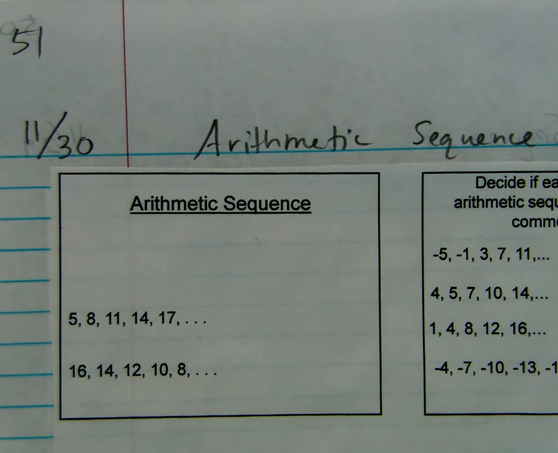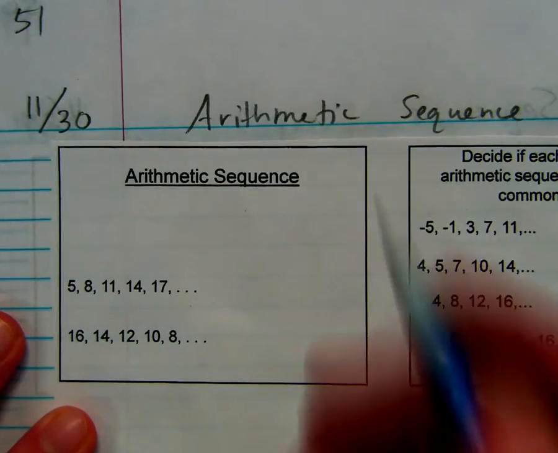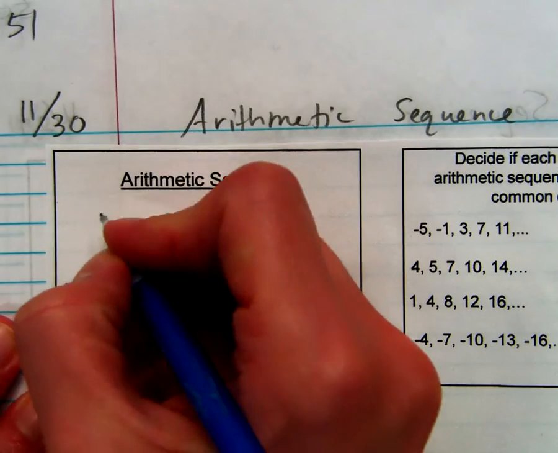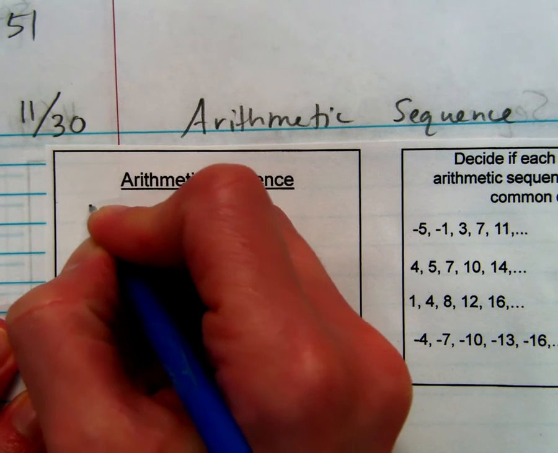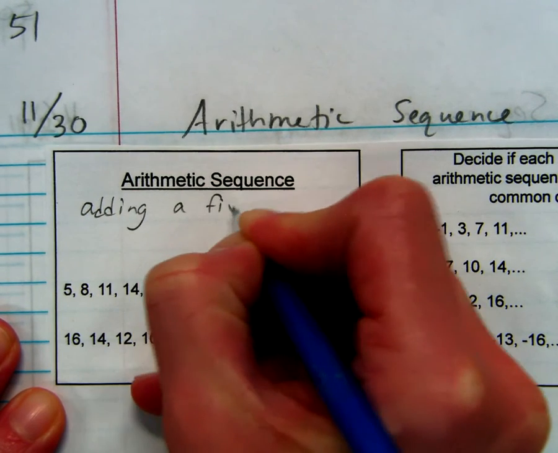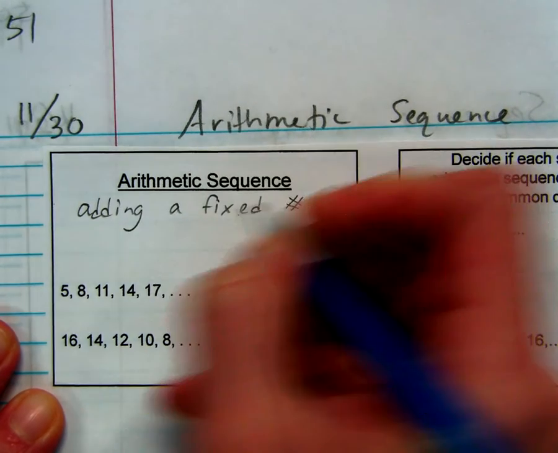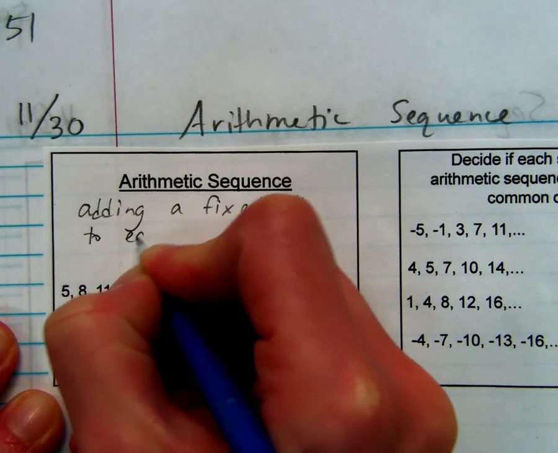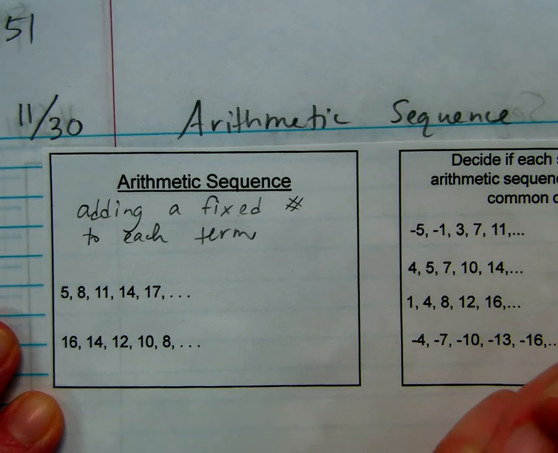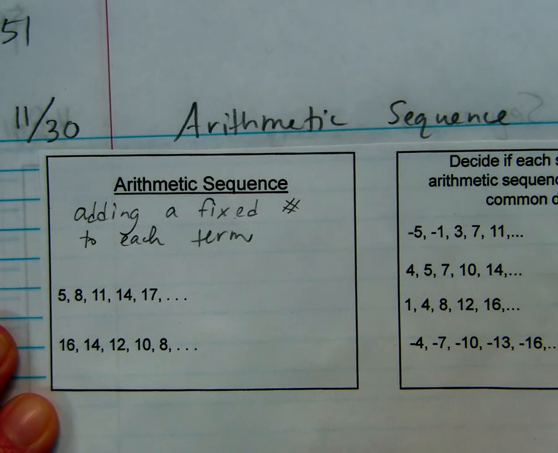Okay. All right, so we're going to look at arithmetic sequences today. An arithmetic sequence is one where the pattern is you are adding a fixed number to each term. I have a couple of examples down here that we'll look at.